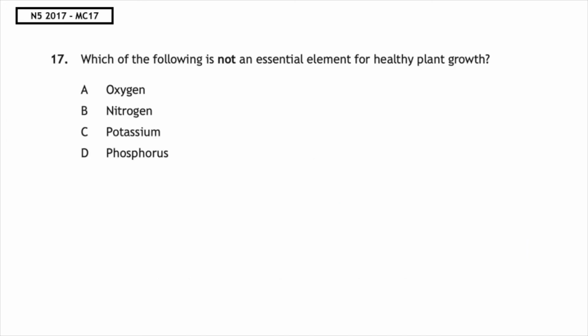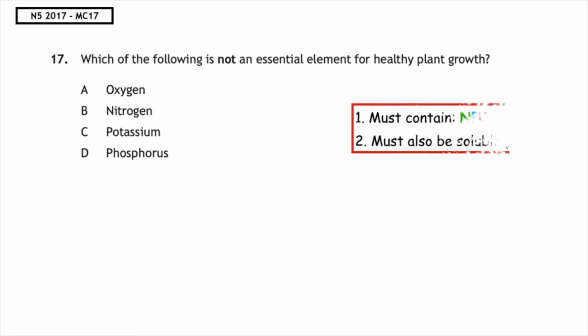This past paper question is from the National 5, 2017, multiple choice 17. Which of the following is not an essential element for healthy plant growth? Remember, the elements that we're looking for are N, P and K. So the correct answer to this is oxygen, as oxygen is not an essential element for healthy plant growth.